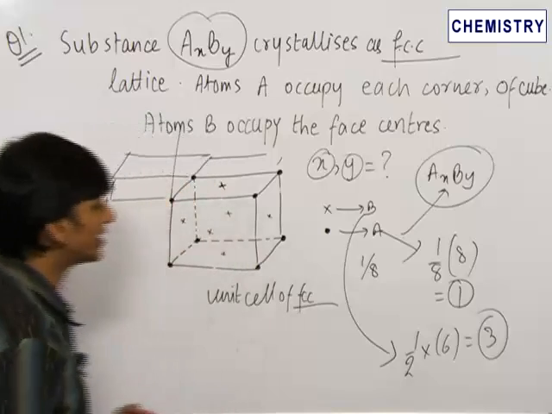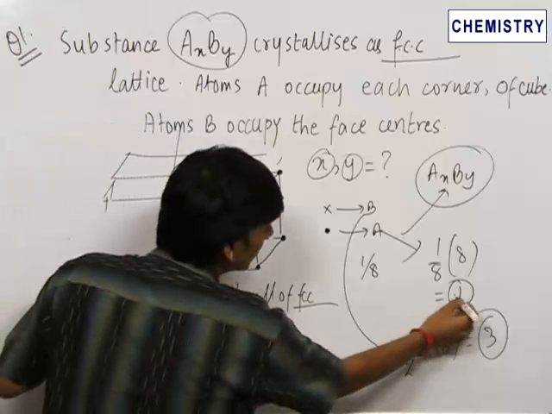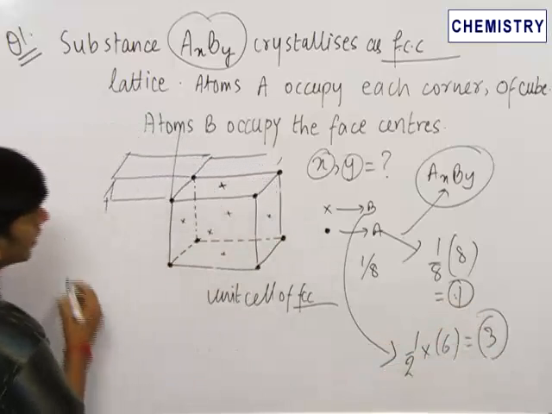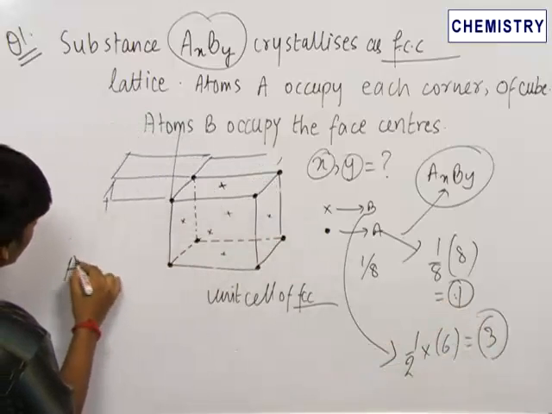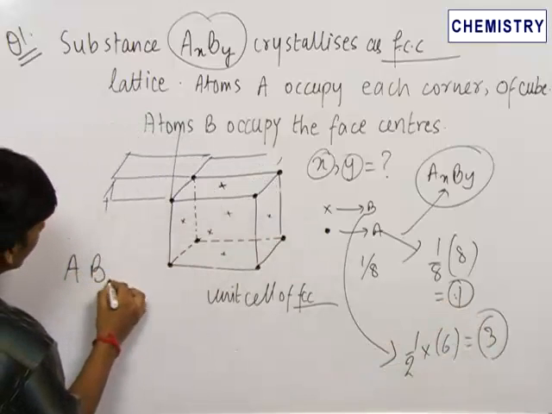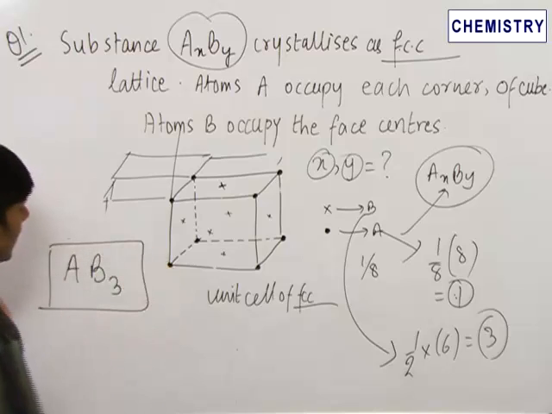So in every unit cell, for every single A atom there are 3 B atoms. Therefore the composition of the compound becomes equal to AB3, and this is our final answer.